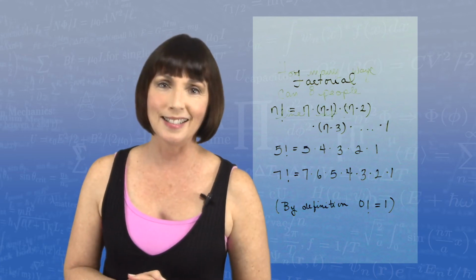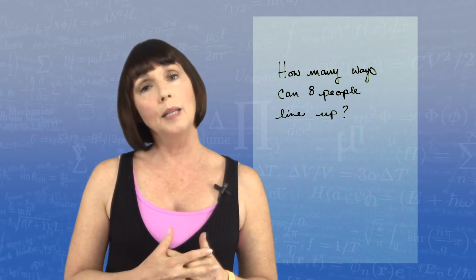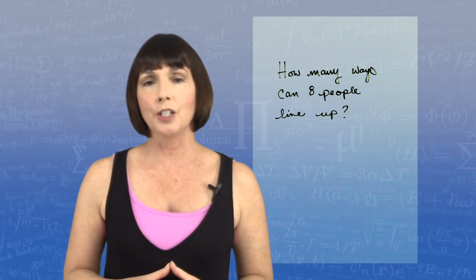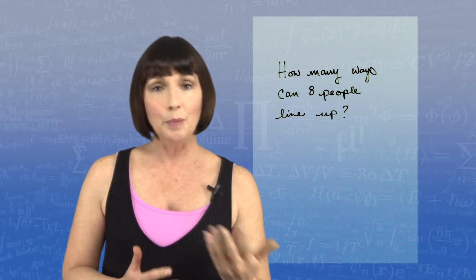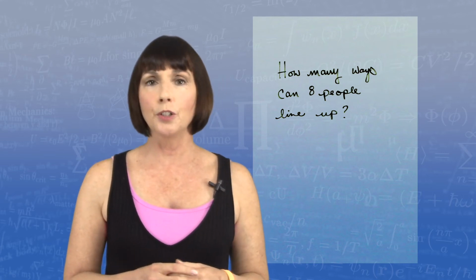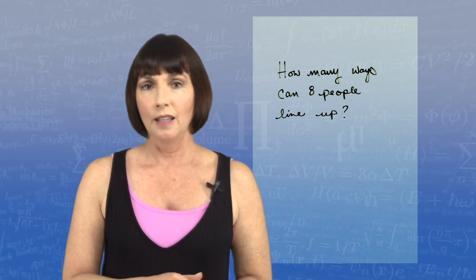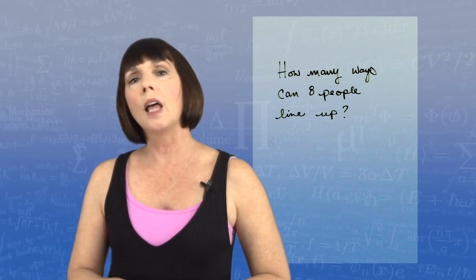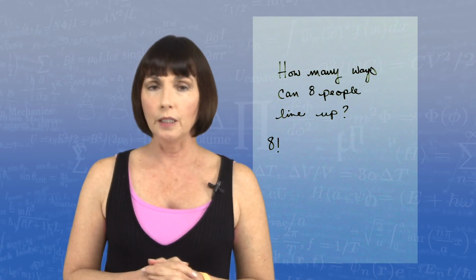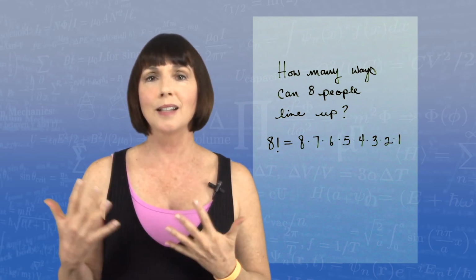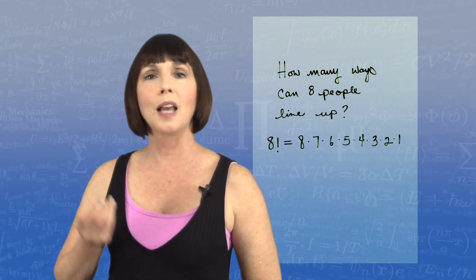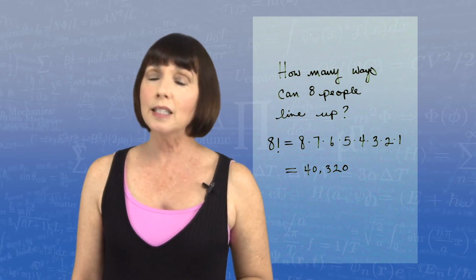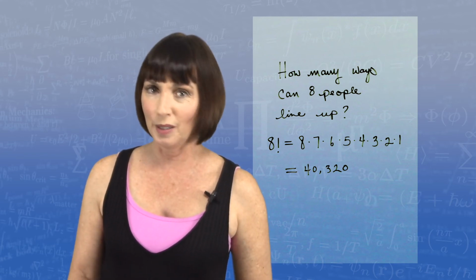Okay, let's take a look at an example. How many ways can 8 people line up? Okay, well, let's think about this. In the first position, you have 8 choices, 8 people to choose from. Then in the second position, you've already used up one of your people, you have 7. And then 6, 5, 4, 3, 2, and 1. So the number of ways that 8 people can line up is equal to 8 factorial. 8 times 7 times 6 times 5 times 4 times 3 times 2 times 1, which is equal to 40,320 ways. You can see why you wouldn't want to make a chart of all those possibilities.